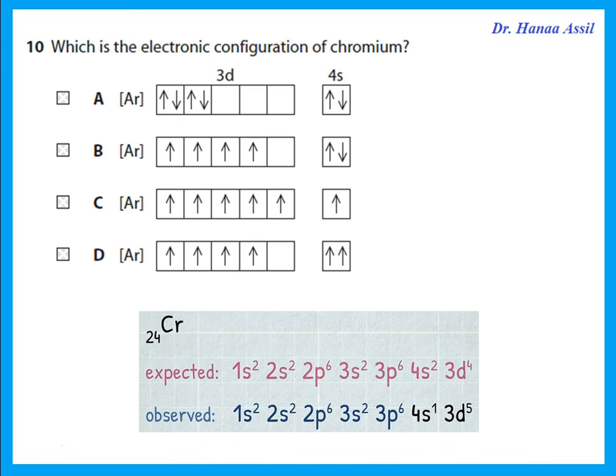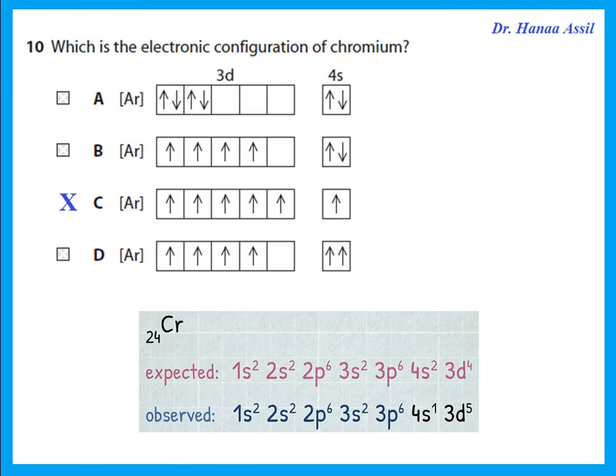But we said a sublevel is stable if it is completely filled or half filled. So the 3d, which has 5 orbitals, if you put in 4 electrons, it just needs 1 more electron to be half filled. So instead of having 4s2, 3d4, we actually have 4s1, 3d5, so that both the 4s and the 3d are half filled, so they are stable.